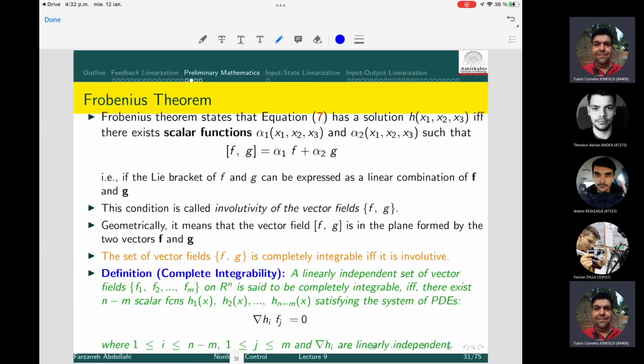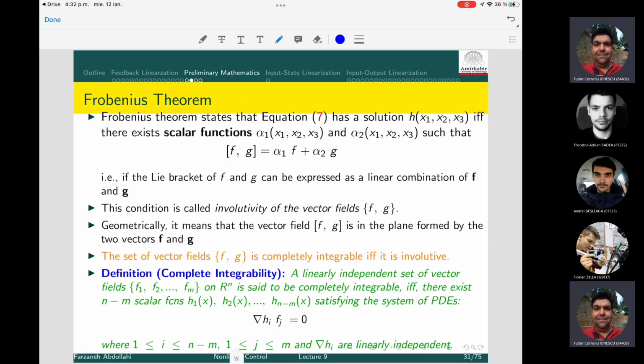Okay, so the Frobenius theorem states that the equation 7 has a solution if and only if there exists a scalar function such that the Lie bracket between f and g can be expressed as a linear combination of the vector fields f and g. This condition is called the involutivity of the vector fields f and g. We discussed this last time.